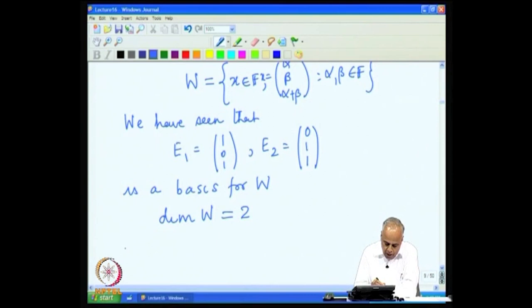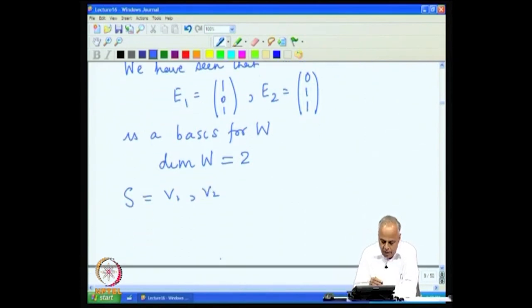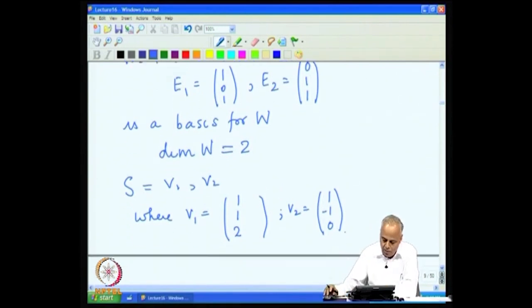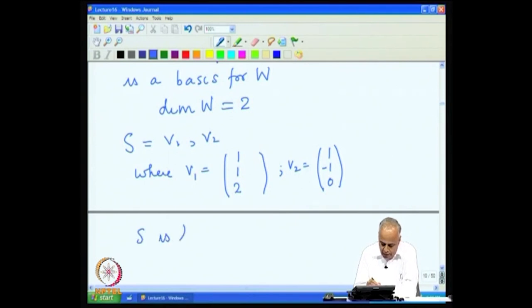Now, suppose I take the set S, which is V1 and V2, where V1 is the vector 1, 1, 2, and V2 is the vector 1, minus 1, 0. Let us observe, first of all, S is linearly independent, because you cannot get V2 as a multiple of V1. V1 has a non-zero third component, so to get V2, we can only multiply V1 by 0. So, we cannot get V2 as a linear combination of V1. Similarly, we cannot get V1 as a linear combination of V2, and therefore, V1 and V2 are linearly independent.